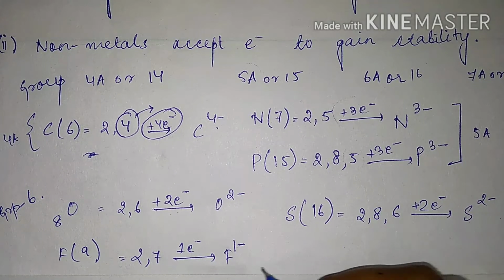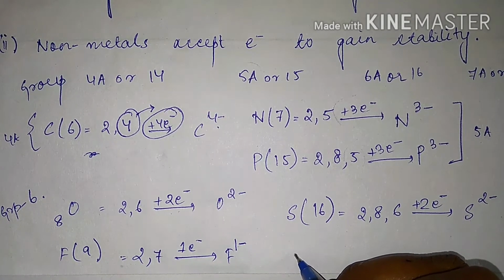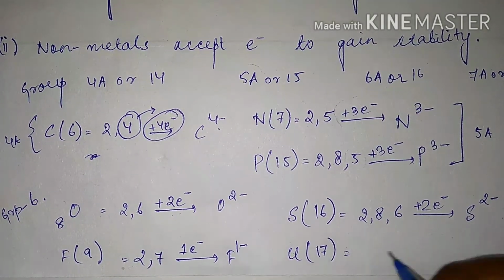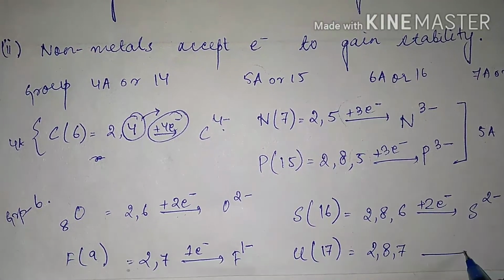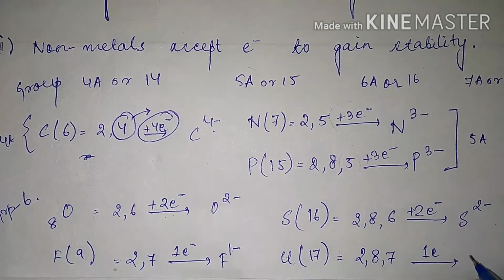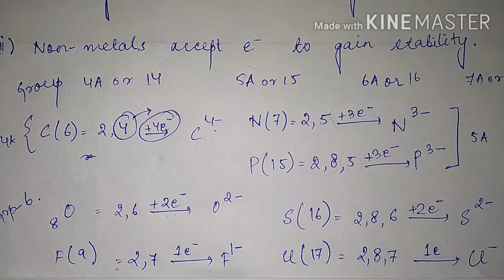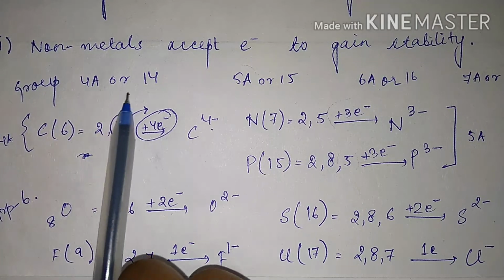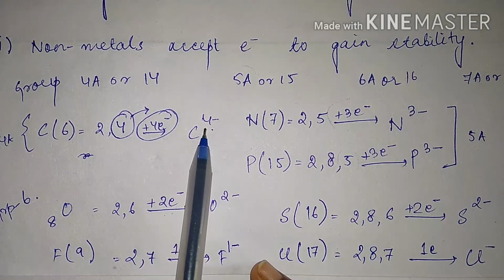Another example, from period 3 group 7, is chlorine with atomic number 17, 2, 8, 7. It can accept only 1 electron to gain stability. It becomes Cl minus. So we see that in the case of group 4A, the valency was 4 minus.